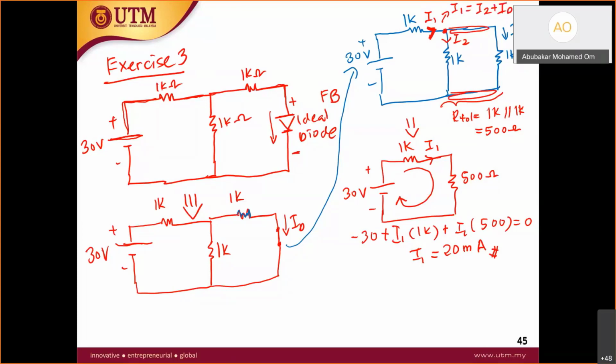So I1 is equal to I2 plus ID, and we know that I2 is equal to ID. Therefore, ID is equal to I1 over 2, which is equal to 10 milliampere.